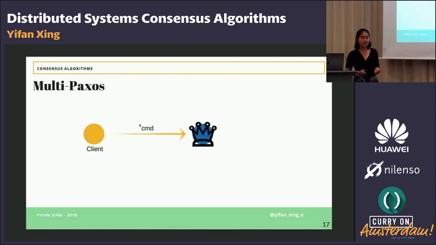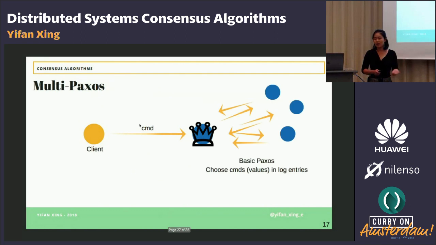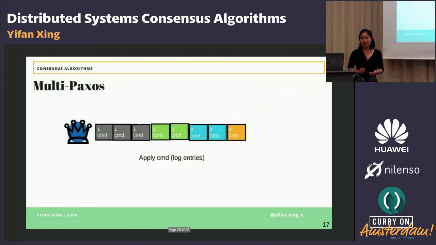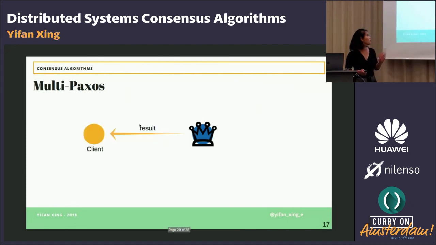So how it works is we have a client that will send us requests, and our leader will use basic Paxos to talk with the other machines and agree on one value. And it's going to wait till all of the commands in the log entries are executed, and then it's going to execute the current command and then return the result to our client.